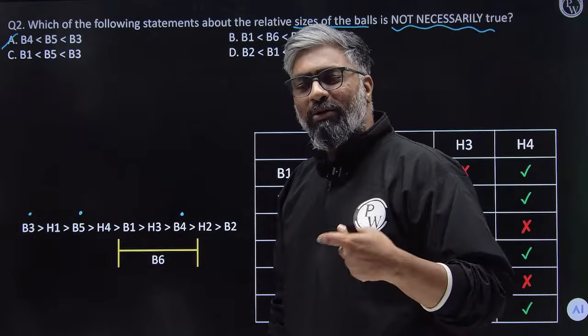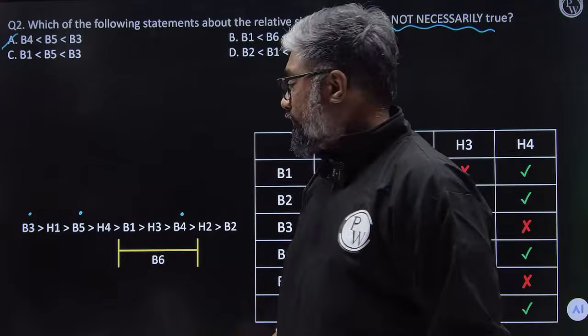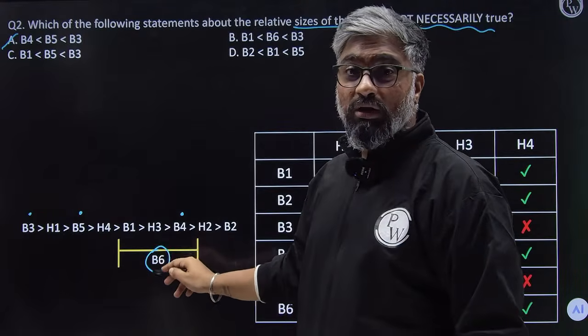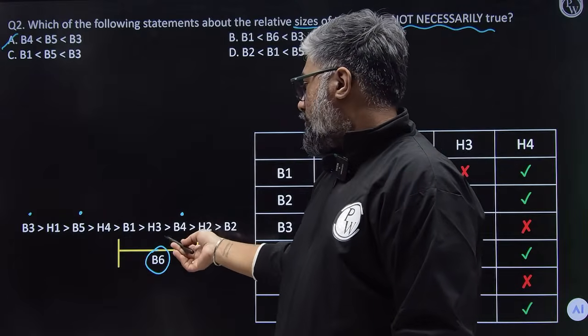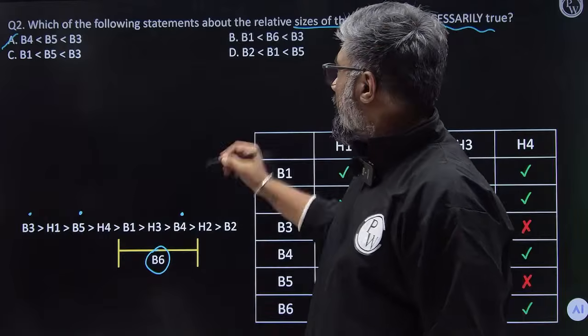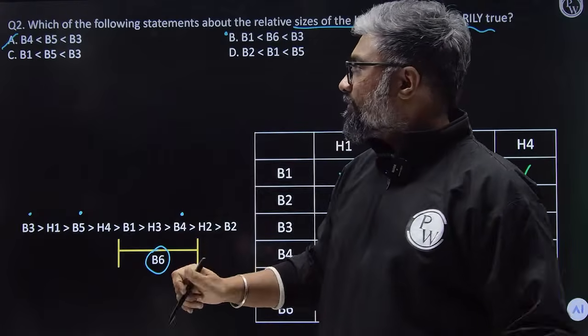Now, I don't even have to go with options. I know which one is the doubtful one. Which is the doubtful one? This guy. This guy is the doubtful. I don't know its actual place. It could be here, it could be here, here, here. 4 places for B6. B6 has to be the shaky one. So this must be my answer, but I'll eliminate the rest of it just to be sure.